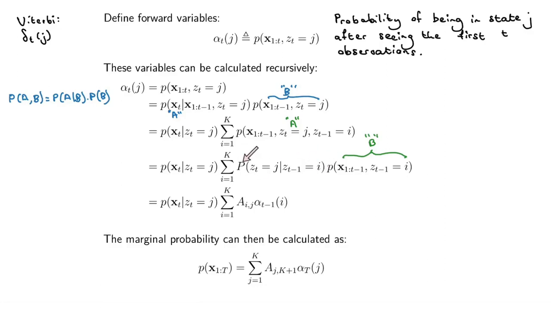Right? Now this thing is just the transition probability of going from state I to state J. So that ends up being that. And then this, if you look at that, that is just the definition of alpha, but for the time step before the one that I'm looking at now, and for state I instead of state J. So that just becomes alpha t minus 1 I. And we end up with this little equation here.